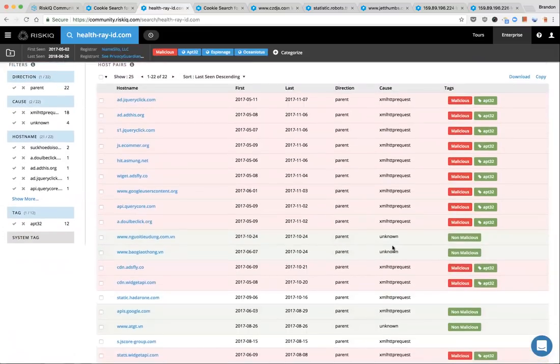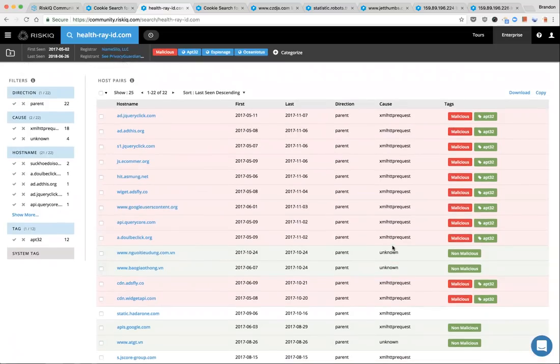But I'm looking at the host pair tab, which shows the representation between these different websites having an association to health-ray-id.com. And so what these malicious actors were doing was setting up typo squatting. They were making themselves appear like popular JavaScript libraries, ad libraries, technologies, content delivery networks, ad networks, etc. And that's how they were blending in.